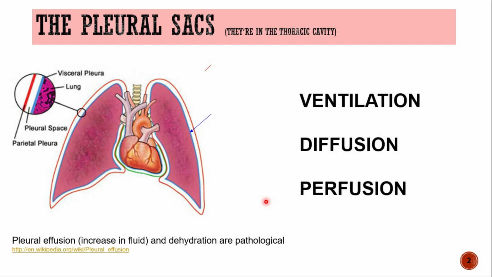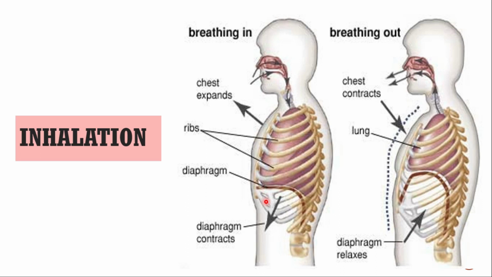There are basically three important methods that are involved in the process of respiration: ventilation, diffusion, and perfusion. First of all, we will talk about ventilation, how this happens. In ventilation, there are two processes that are important: inhalation and exhalation. Inhalation means entering the air inside the lungs, and exhalation means breathing out, that is, taking air out from the lungs.